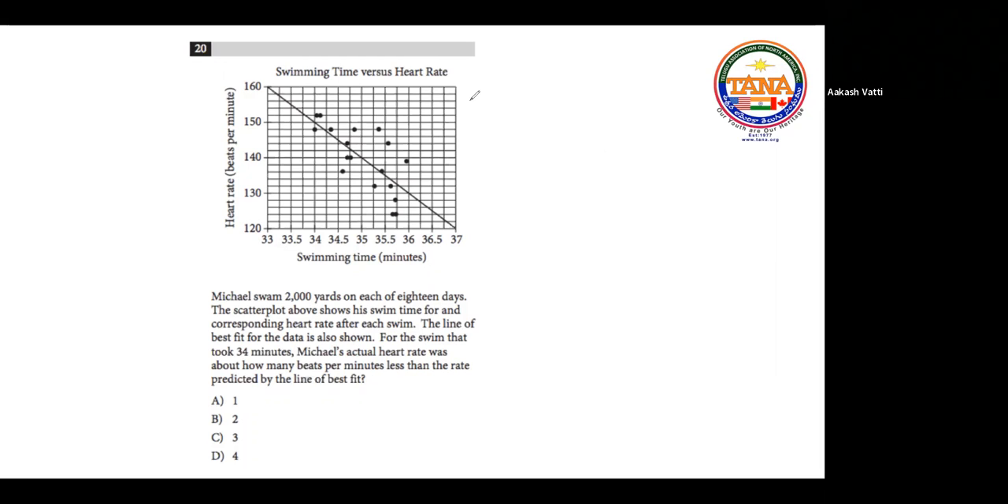And the question asks us to determine the difference between the predicted heart rate at 34 minutes and the actual heart rate at 34 minutes. So we can see at 34 minutes, Michael's actual recorded heart rate was around 148-ish. 148 is right here. And the line of best fit predicts it at about 150. So the difference is 2. The answer is B.